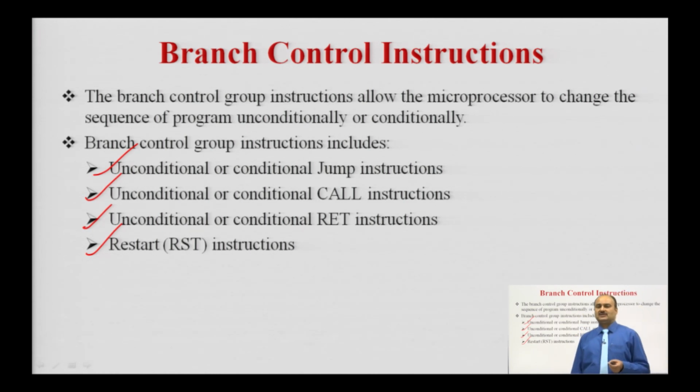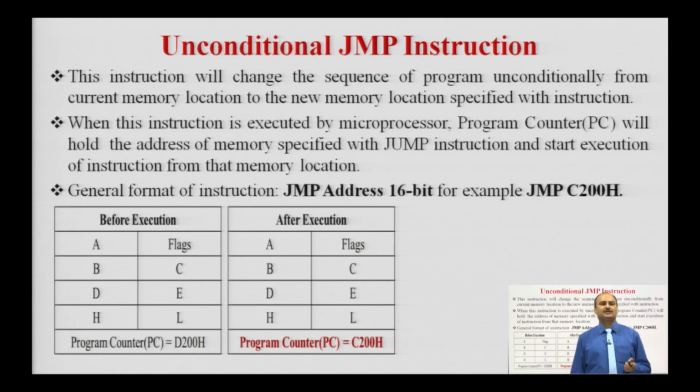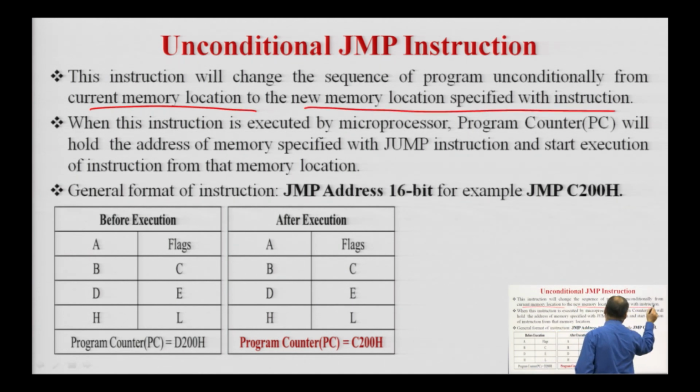These are the classification of instructions in the branch control group. Whenever the microprocessor executes a branch control group instruction, it will transfer the control from the current memory location to a new memory location. The first instruction is the unconditional jump instruction. This instruction will change the sequence of the program unconditionally from the current memory location to the new memory location specified with the instruction. Here the processor will not check any condition to be satisfied. The processor will transfer the control unconditionally to the new memory location specified with the instruction.